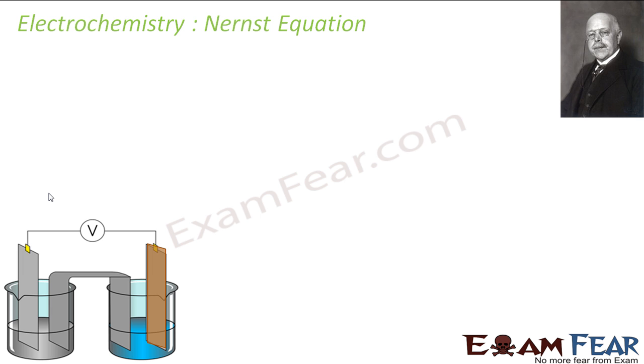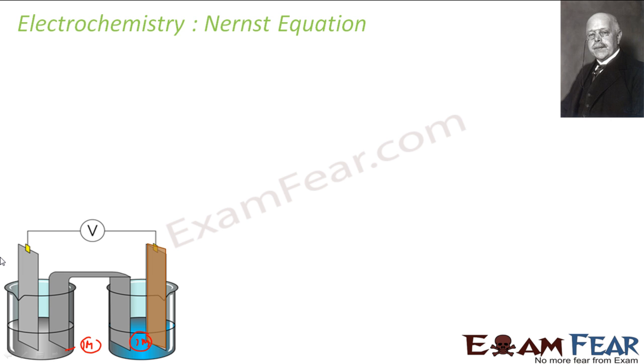Let's understand the Nernst equation. Till now we have assumed that all the species involved in this reaction, all the electrolytes, were 1 molar. That's what we have assumed till now. But in real life, that is not true. We may take 2 molar, we may take 3 molar, we may take n molar. That may not be true, right?